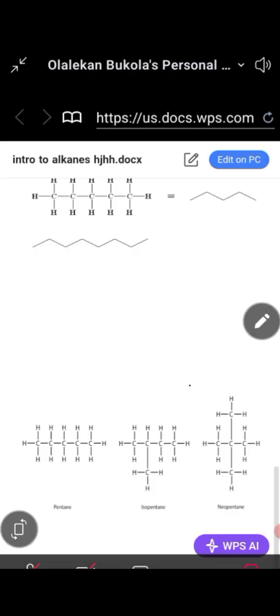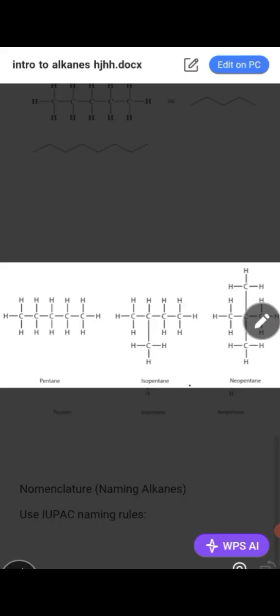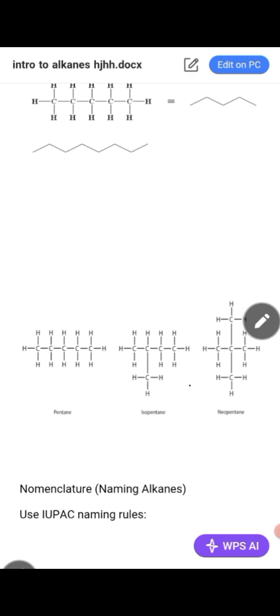Isopentane is a branch chain alkane. Can you see? It's not just straight. There's a branch. You can see there's an additional substituent making it look branched. Can we see it here too? Neopentane too is a branch chain alkane. It's looking enclosed. It's not in a straight chain form. So that is another example of a branch chain alkane.